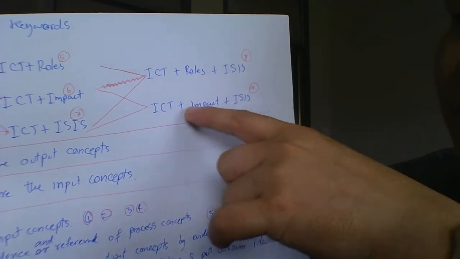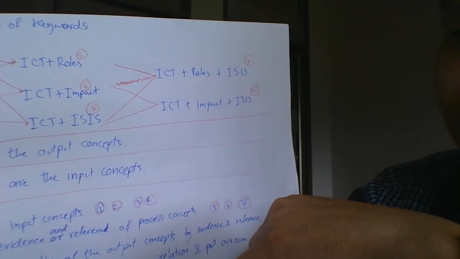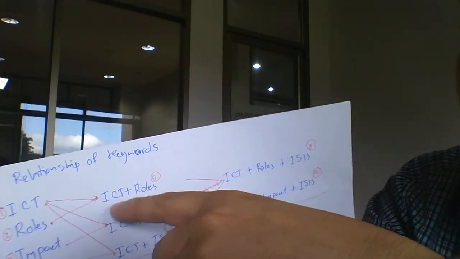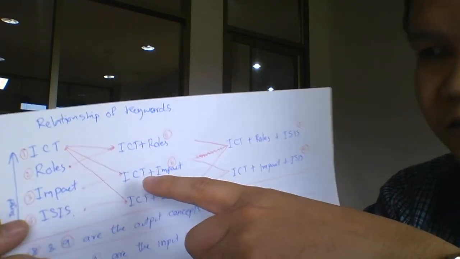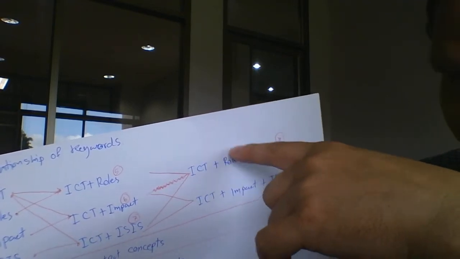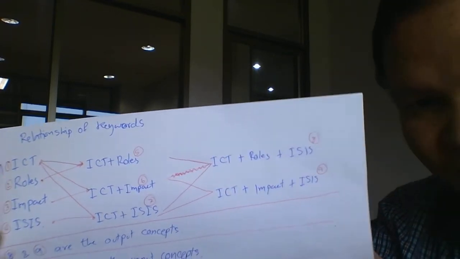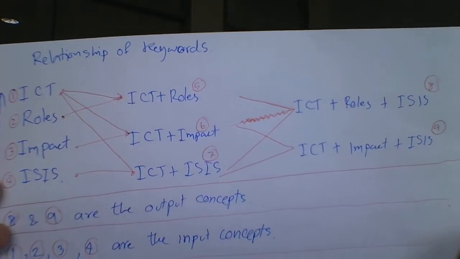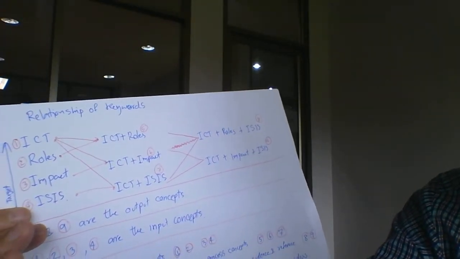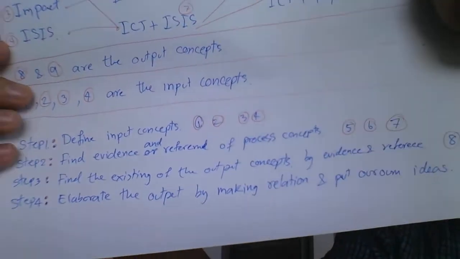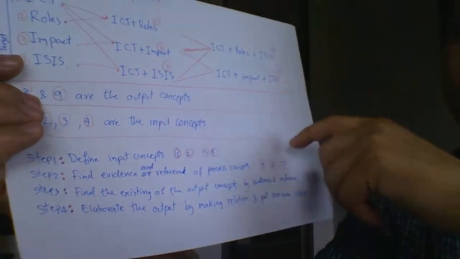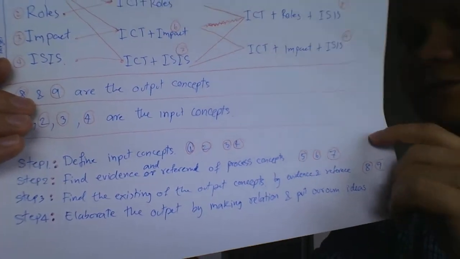So this is how we are going to develop our understanding. First, understand the input, then understand the relationships within the process concepts, and then understand making the output concept. These are the steps that you can follow, or at least this is my style of working. You may have a different process of working.